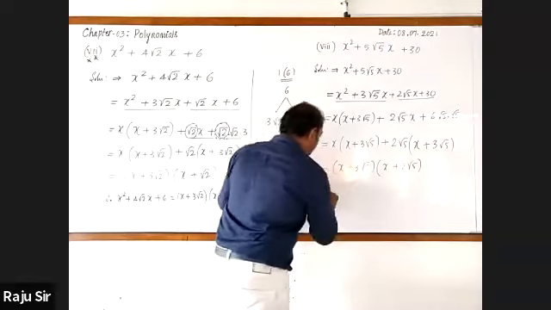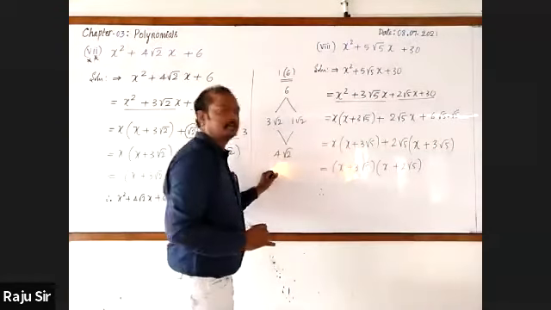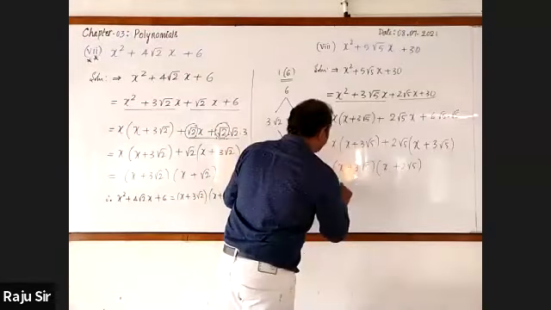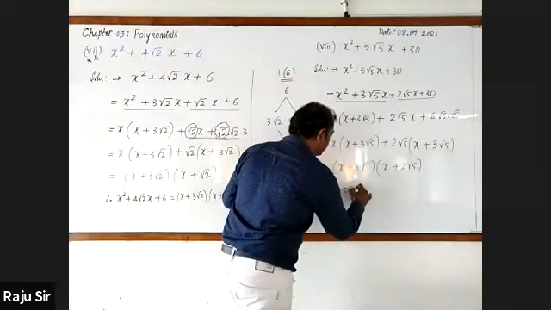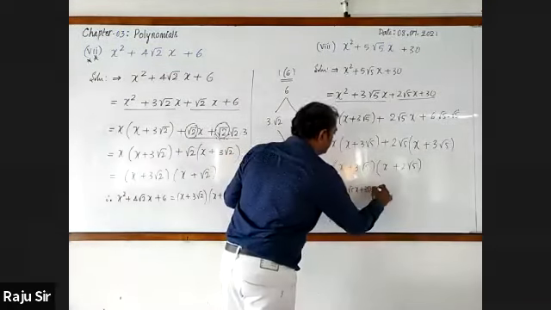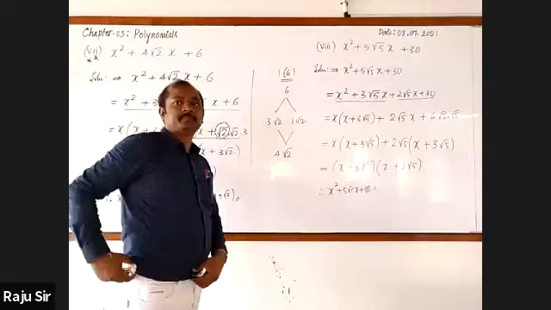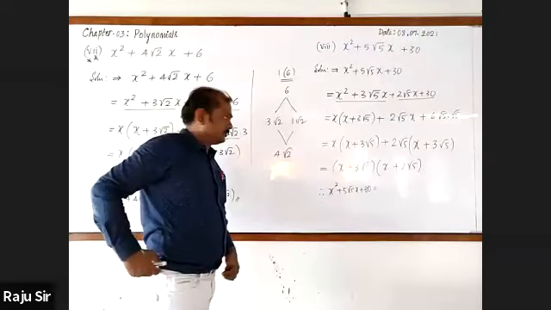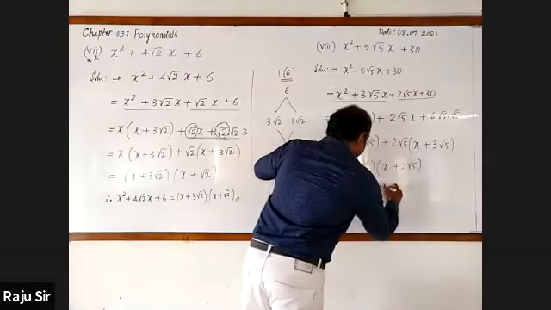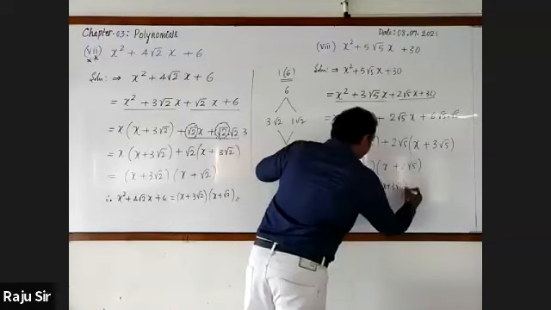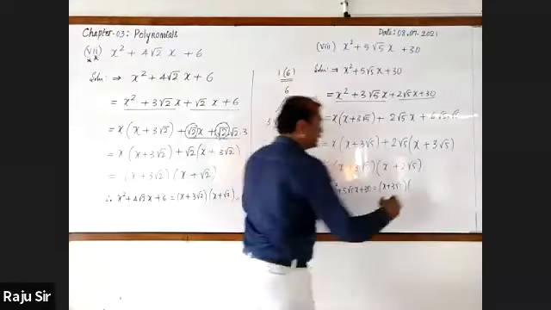Now you may write the conclusion: therefore x square plus 5 times root 5 into x plus 30 is equal to x plus 3 times root 5 into x plus 2 times root 5.